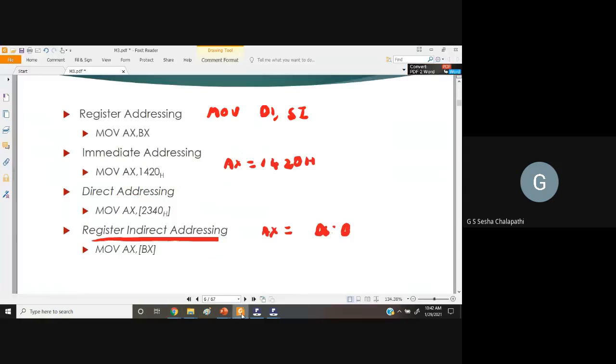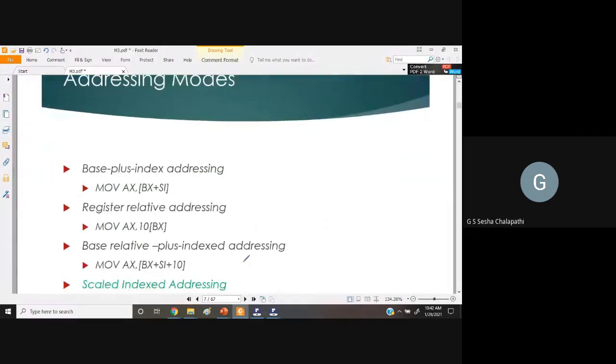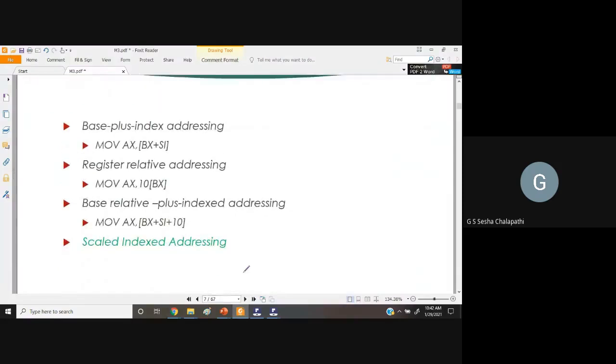Okay. Let's come back. The next addressing mode that we are looking at is the base plus index addressing mode. What do we mean by base plus index addressing mode? For example, you have MOV AX, [BX+SI] within brackets. Now what will this do?